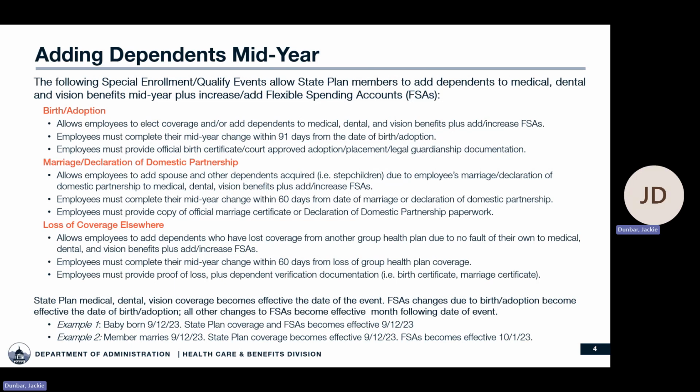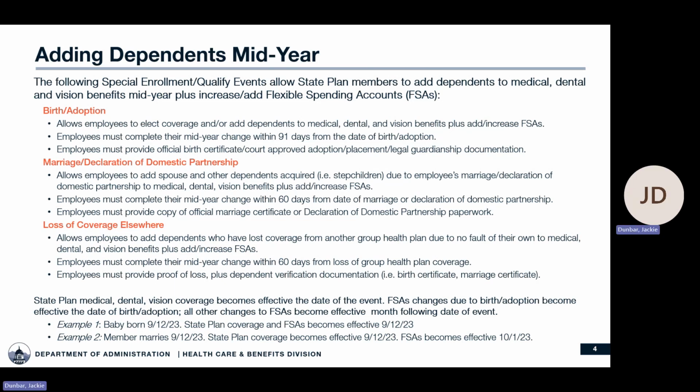Marriage or declaration of domestic partnership. This allows employees to add a spouse and other dependents acquired, for example, stepchildren, due to the employee's marriage or declaration of domestic partnership to medical, dental, and vision benefits, plus add or increase their FSA. Employees must complete their mid-year change within 60 days from the date of marriage or declaration of domestic partnership. Employees must provide a copy of the official marriage certificate or declaration of domestic partnership paperwork.